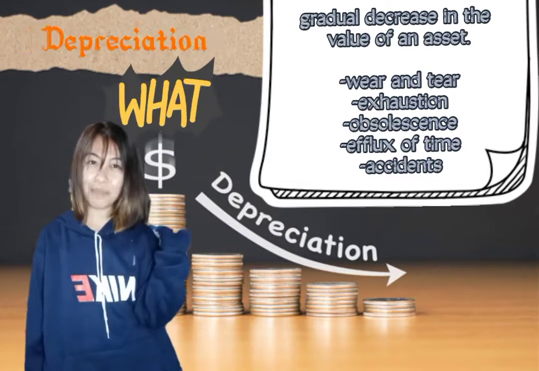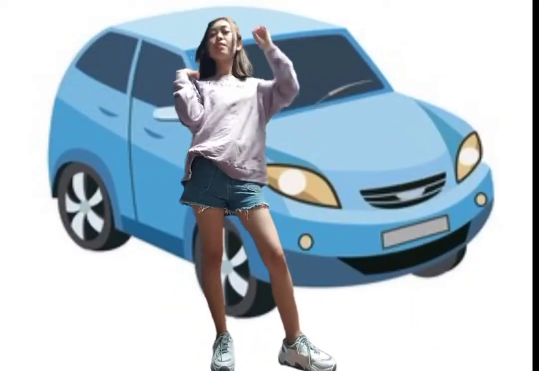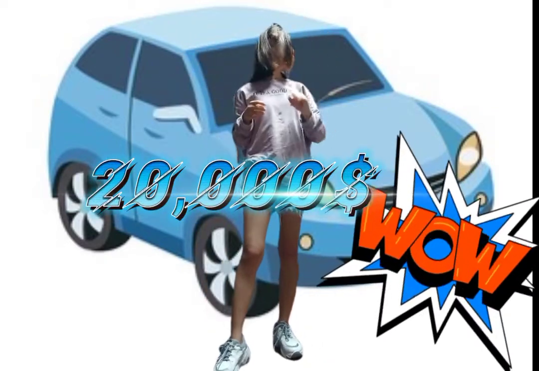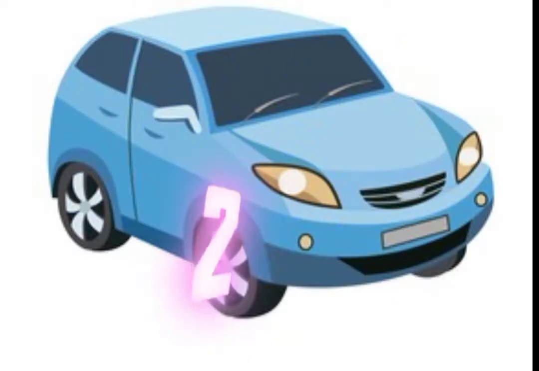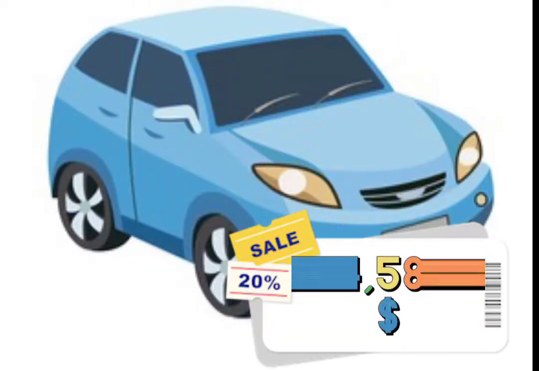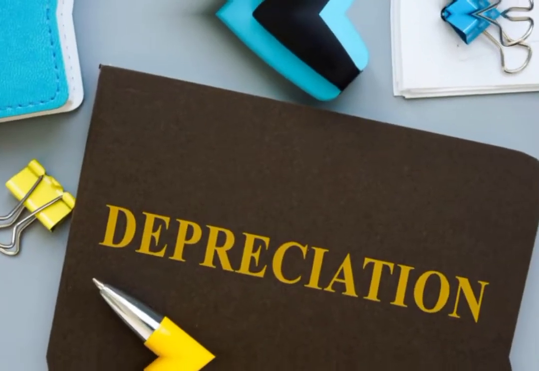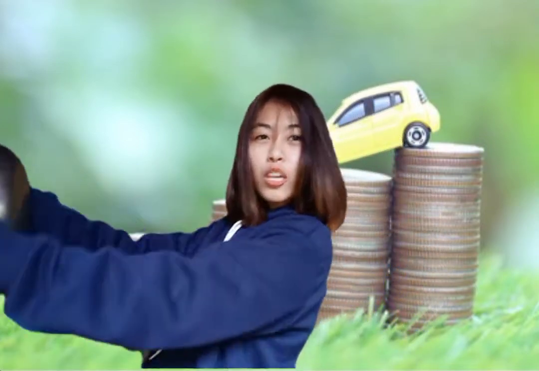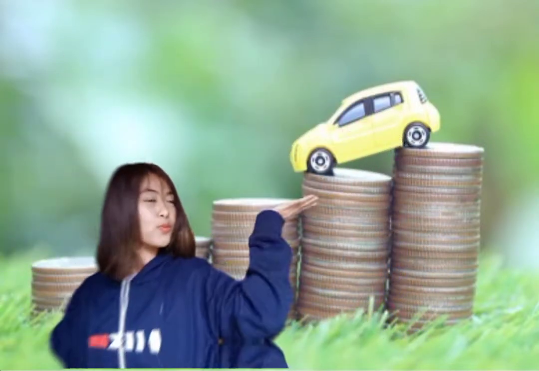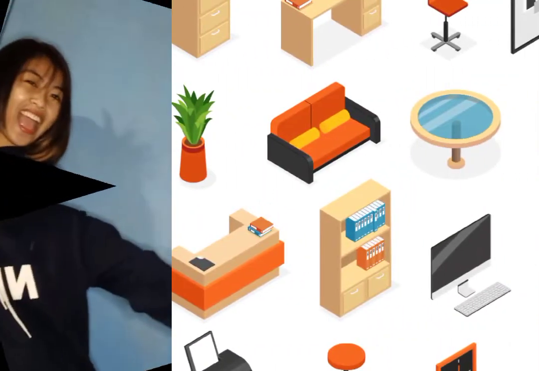Let's take this as an example. Suppose I bought a car for $20,000. Now, after 3 years, I decided to sell it for only $14,580. Way too low an amount. This is because of depreciation. As the car is continuously used, its value also keeps on dropping. And this is true of other assets, which include the following.